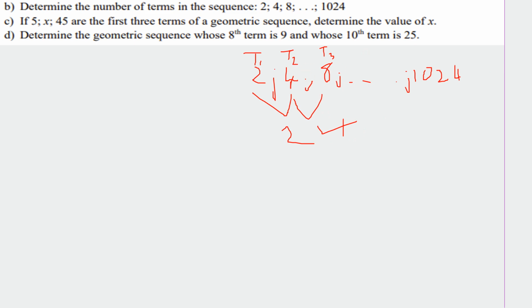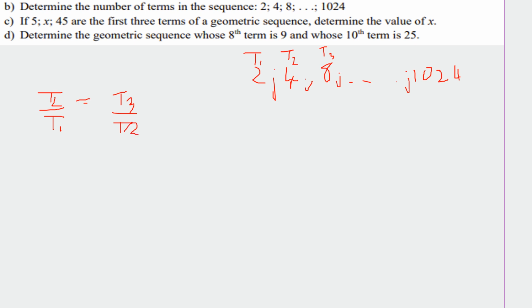After you have seen that this sequence is not an arithmetic sequence, then you can check if this sequence is a geometric sequence. So remember, to check if a sequence is a geometric sequence, you use this formula: term number 2 divided by term number 1 is equal to term number 3 divided by term number 2.